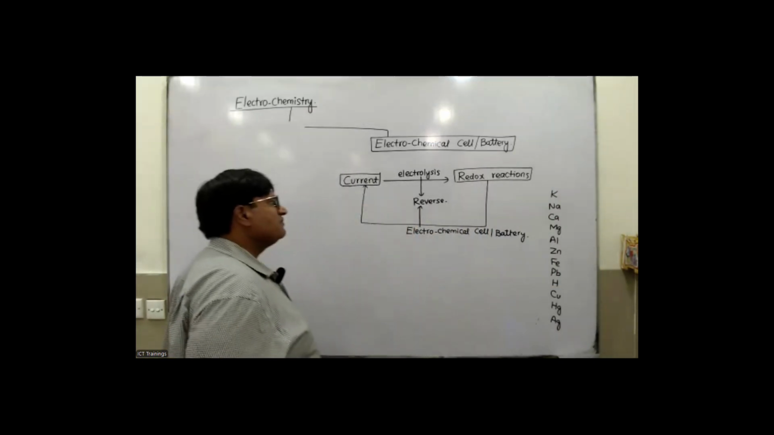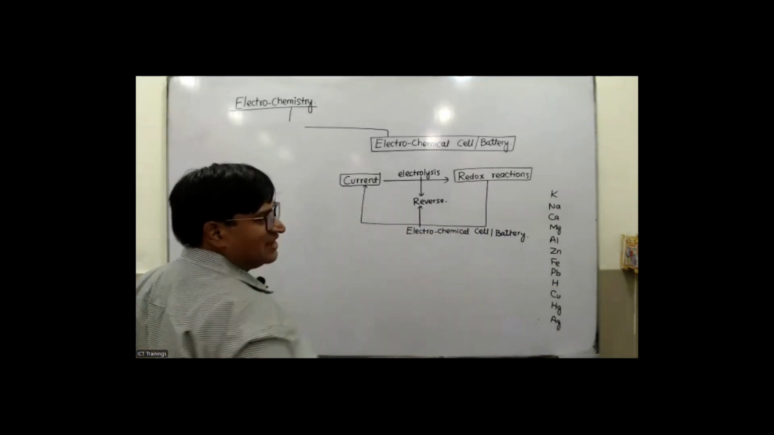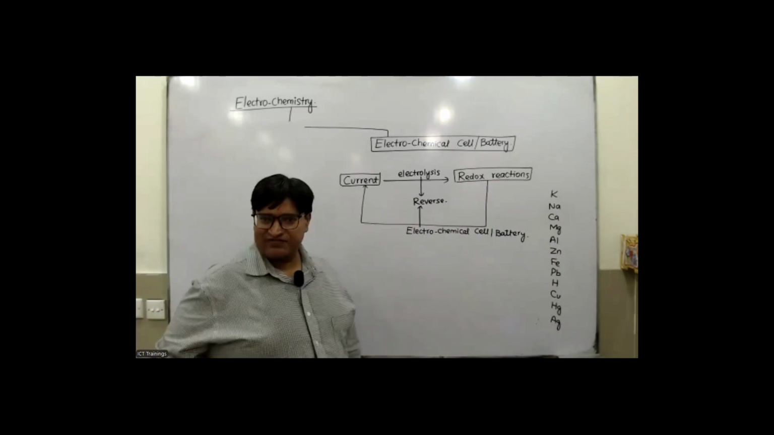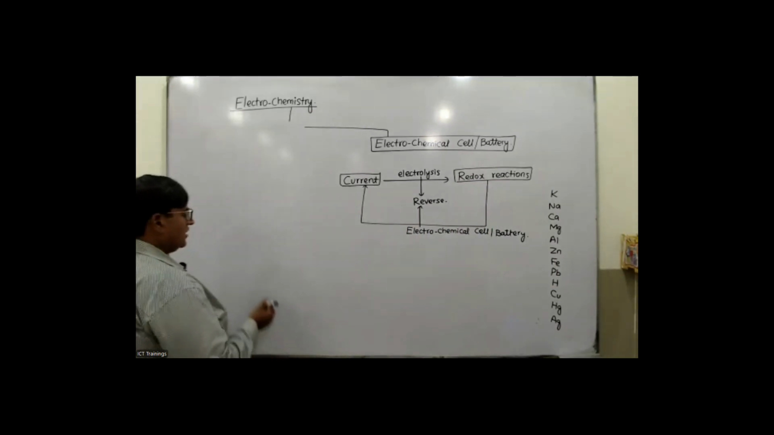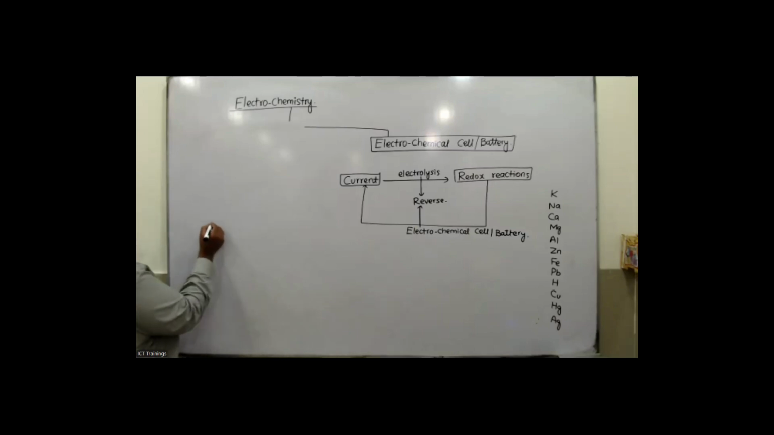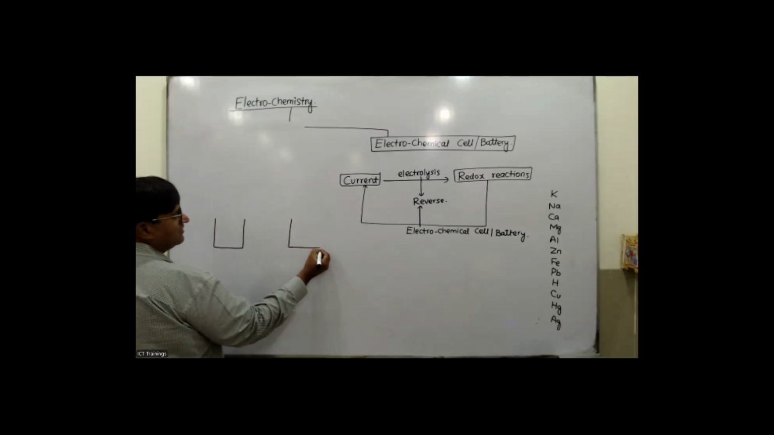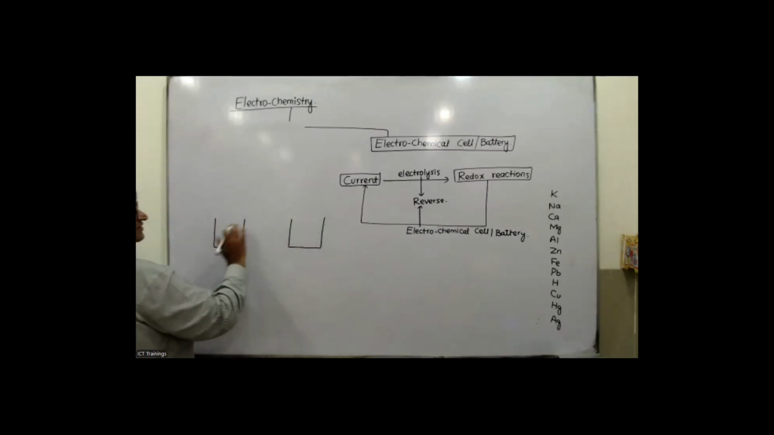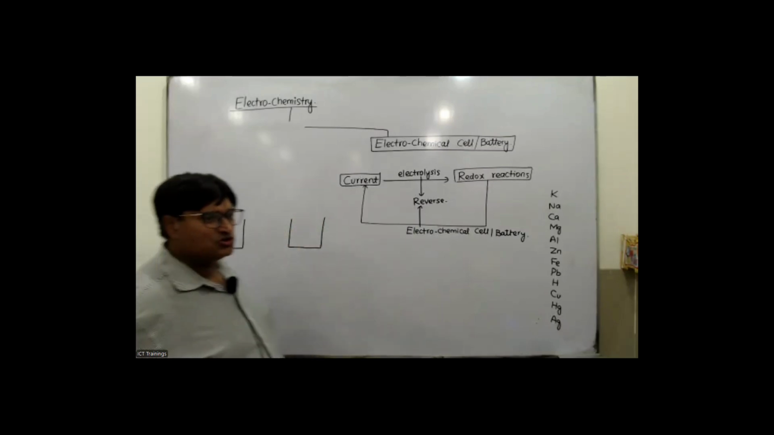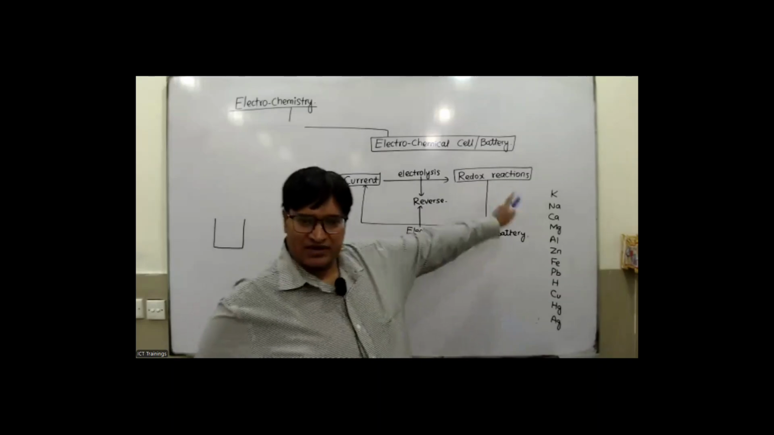So when you want to prepare an electrochemical cell or a battery by yourself, what can you do? You should take two beakers like that. This is the first beaker and this is the second beaker. Now you should choose any two metals from here.